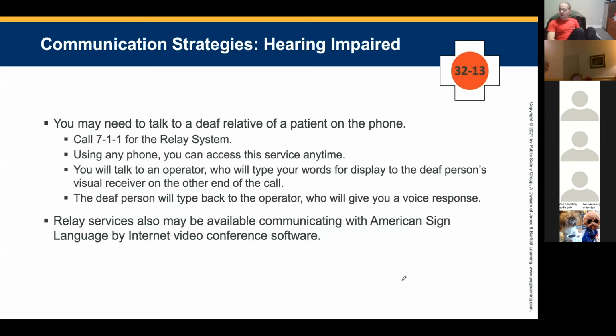You may need to talk to a deaf person or patient on the phone. You can call 711 for the relay system. Using any phone, you can access the service anytime. You will talk with an operator who will type your words for the display for the deaf person's visual receiver on the other end of the call, and the deaf person will type back to the operator, who will give you a voice response. Relay services may also be available for communicating with American Sign Language by internet video conferencing service.